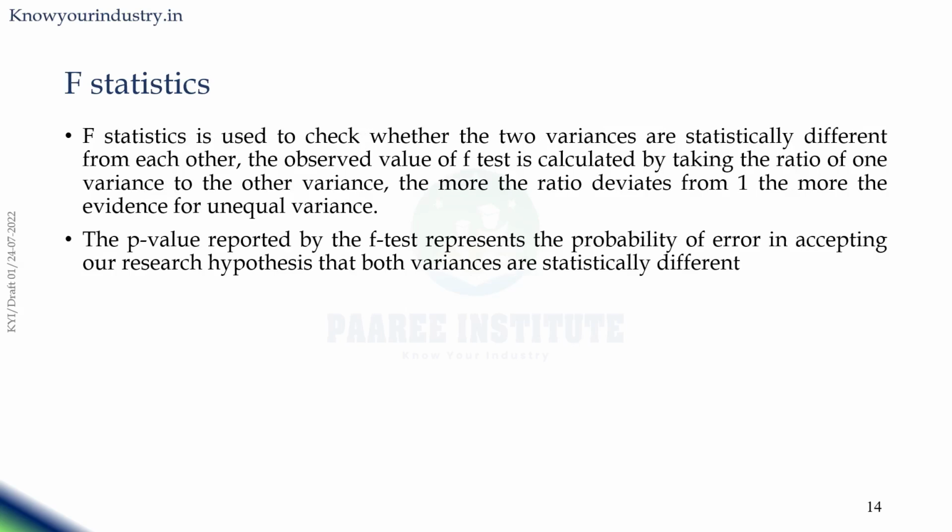F-statistics is used to check whether the two variances are statistically different from each other. The observed value of the F-test is calculated by taking the ratio of one variance to the other variance. The more the ratio deviates from 1, the more the evidence for unequal variance. The p-value reported for the F-test represents the probability of error in accepting our research hypothesis that both variances are statistically different.